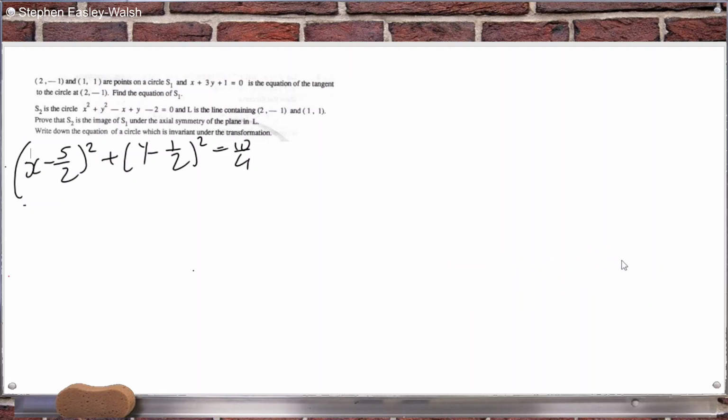Okay, so we've got our circle. And the center is 2.5.